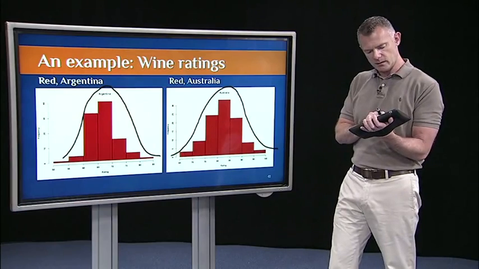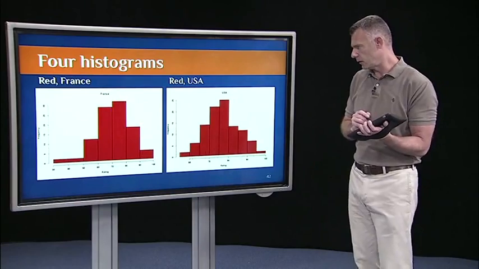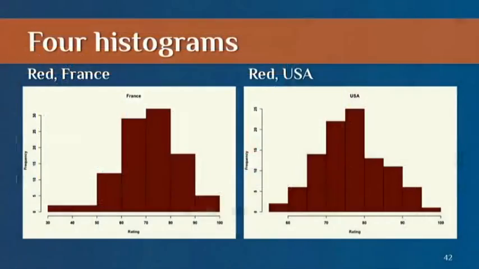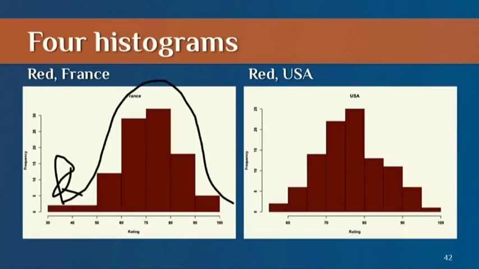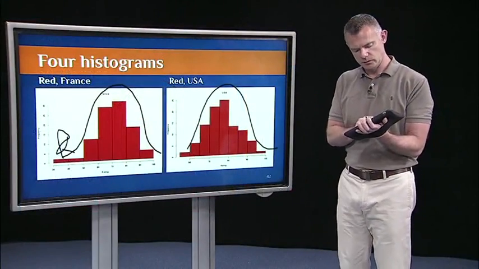Let's look at the distributions for the French red and the US red. The French, not completely normal. There's a little bit of a skew down there, but it's pretty normal. And the US, again, nice normal distribution. Let's compare that to some non-normal distributions.